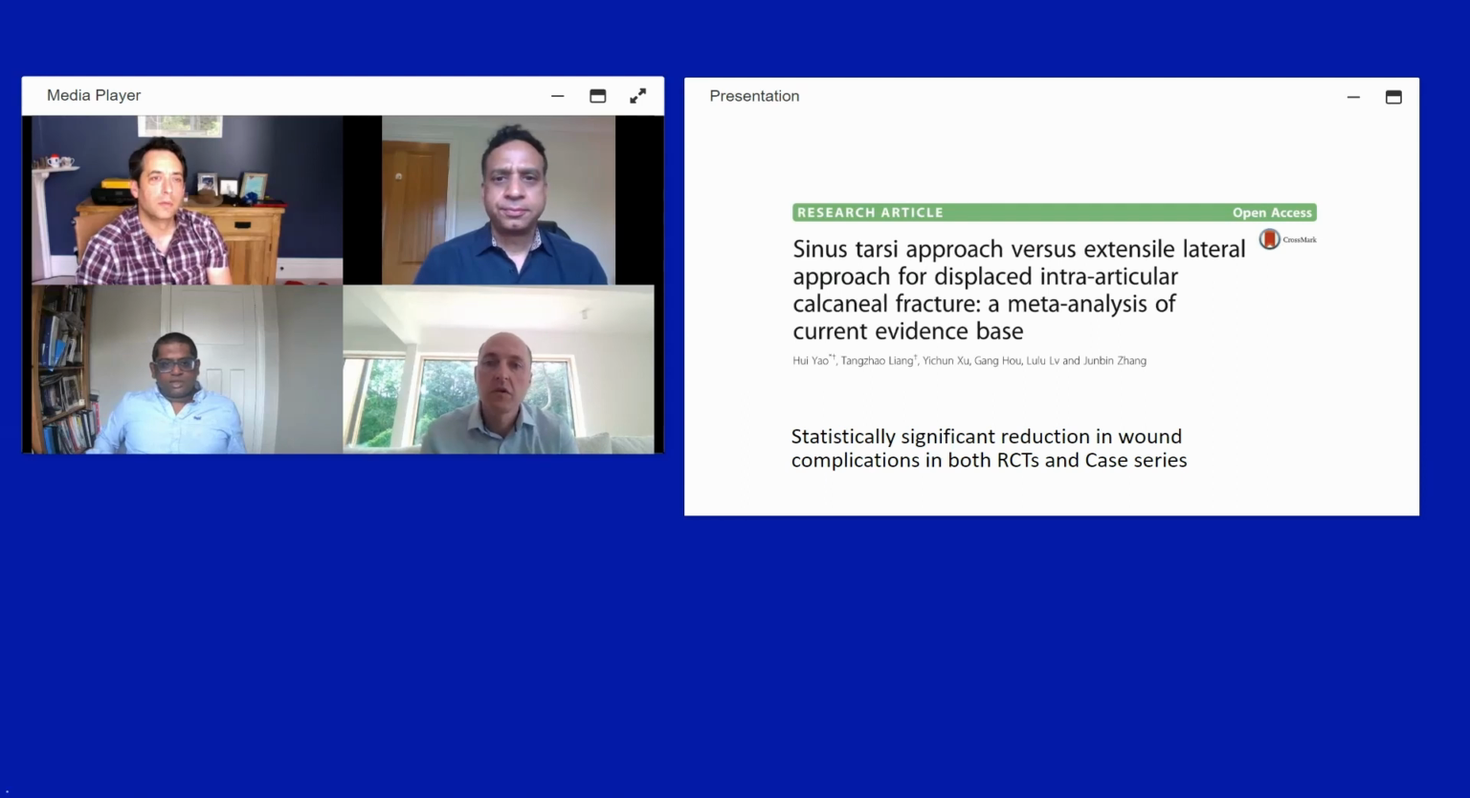Great, and I think this was a paper that you put in. It's again just confirming that you do get a significant reduction in wound complication rate, and there are both case series and RCT that confirm.